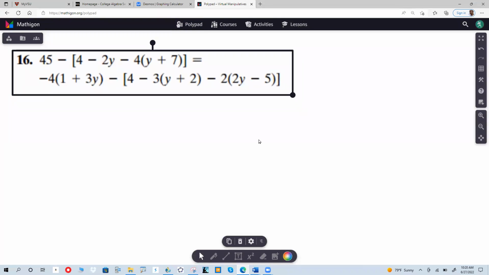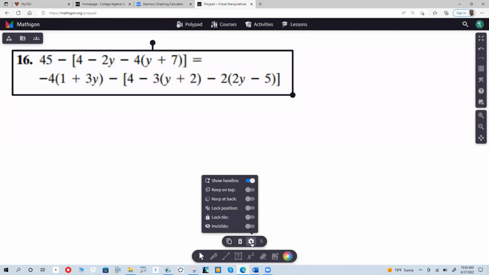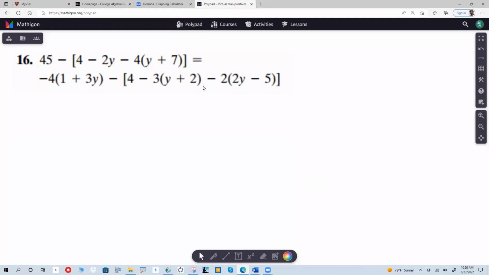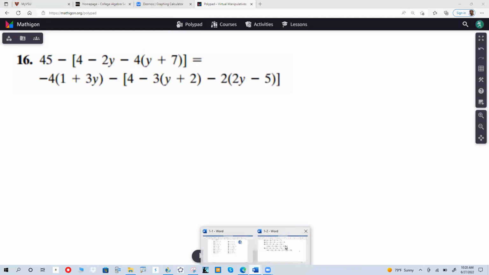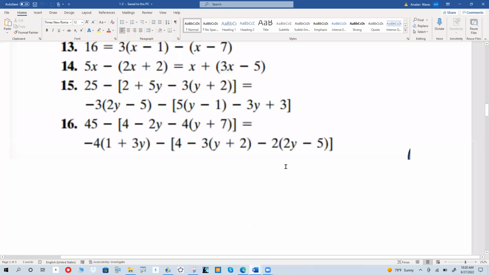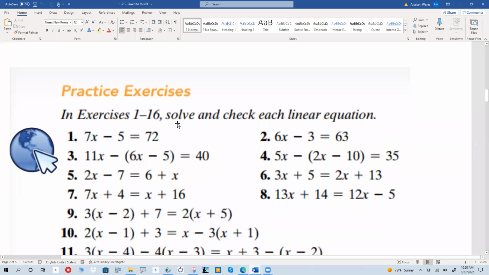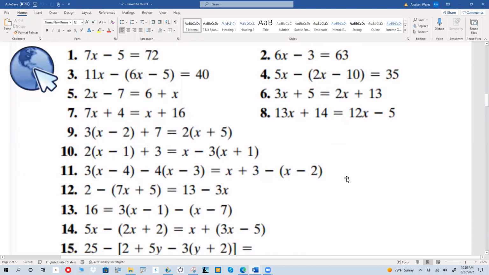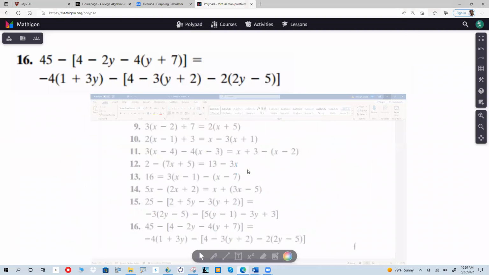Okay, so here you see there is only one variable, y, and you're going to solve for it. Let's read the text and see what they're asking us to do. It's very important. Solve and check each linear equation. The word linear means line, so if you were to graph it, it will be a straight line. You want to be familiar with the term, but there's not much we're going to do. We're going to solve for y. That's all we're going to do, and we're going to do it very slowly.